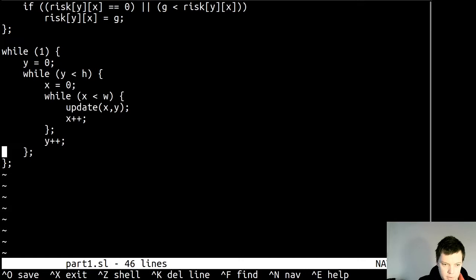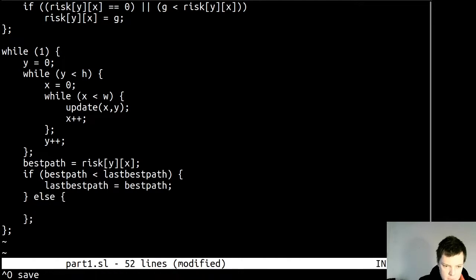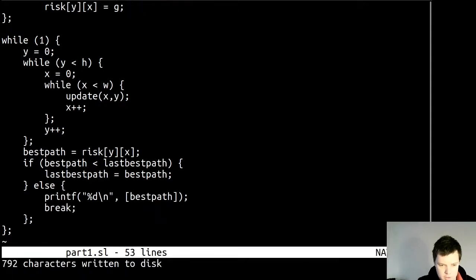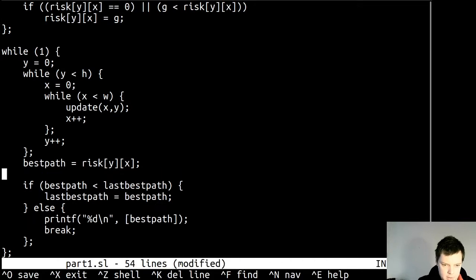So, having looped over the grid, best path is risk yx. If best path is less than last best path, then last best path is best path, and we want to loop again. Otherwise, the path isn't getting shorter anymore, so we simply print the best path and exit. So let's try that. Actually, what I'll do is I'll print the path length every loop, so we can see what's going on.